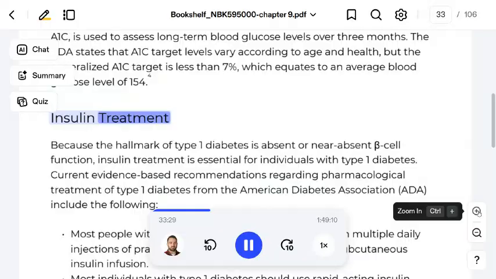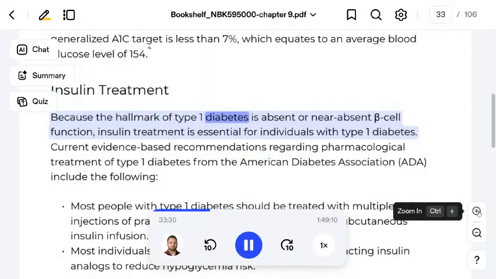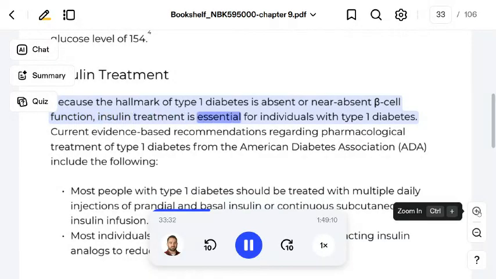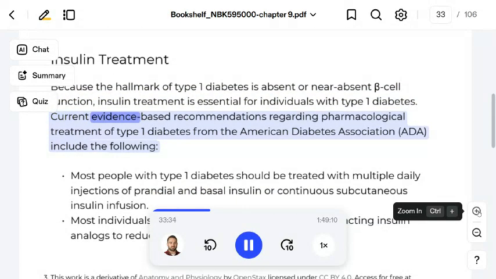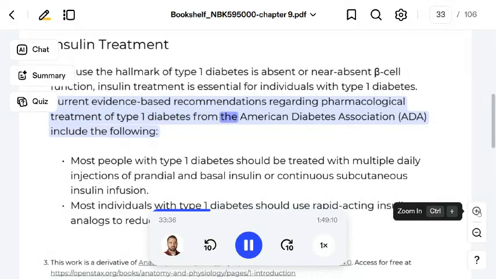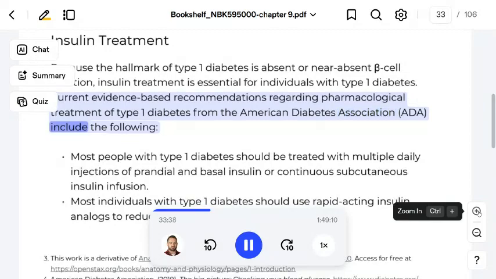Insulin treatment. Because the hallmark of type 1 diabetes is absent or near absent beta cell function, insulin treatment is essential for individuals with type 1 diabetes. Current evidence-based recommendations regarding pharmacological treatment of type 1 diabetes from the American Diabetes Association include the following.